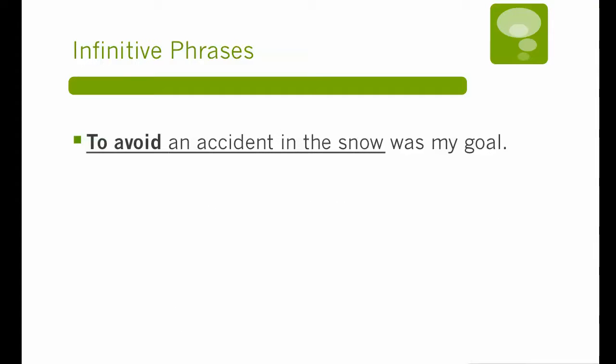Let's look at some examples. To avoid an accident in the snow was my goal. In this sentence, to avoid is the infinitive. An accident is the direct object of avoid. And in the snow is a prep phrase modifying accident. So to avoid an accident in the snow is the entire infinitive phrase. And in this sentence, it's functioning as the subject.